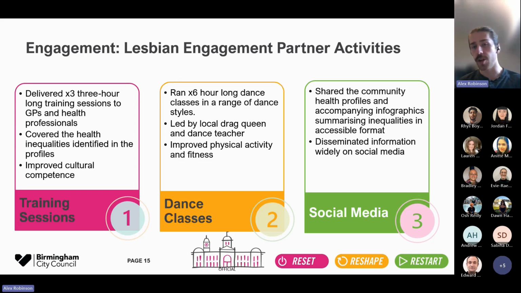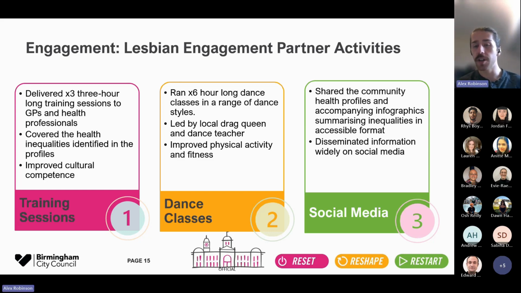So in 2022, we partnered with the Birmingham LGBT Centre for 1 year as our trans and lesbian engagement partner. For the lesbian engagement work, the first intervention was the delivery of three-hour-long training sessions for GPs and health professionals about the health inequalities that were discussed within the profile. And it was designed to improve the cultural competence of health professionals and accessibility and delivery of primary care.